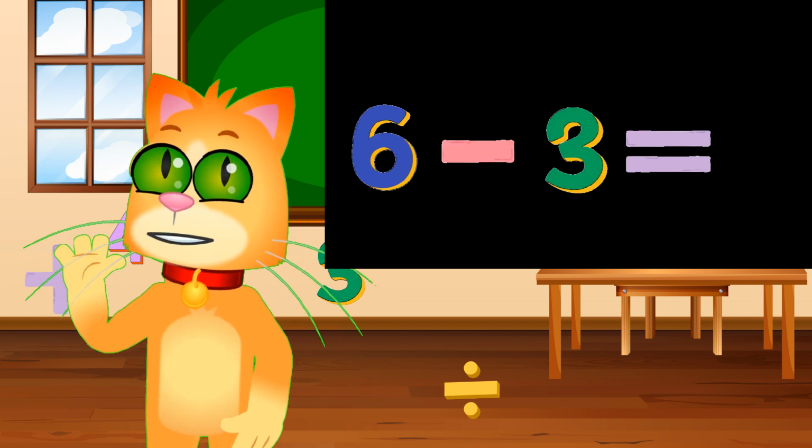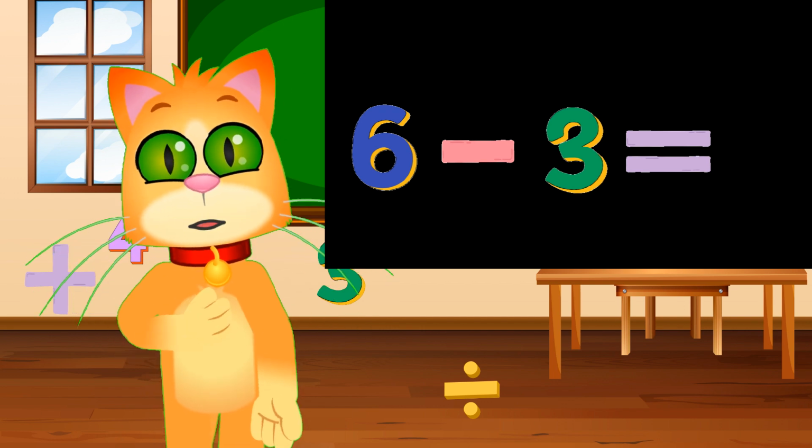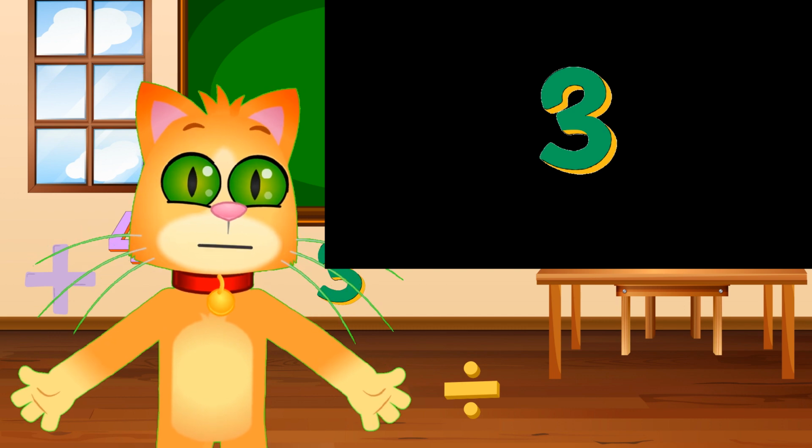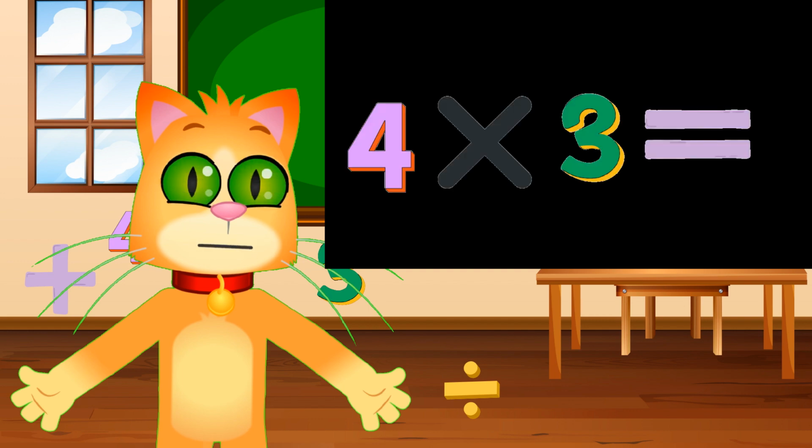Now, let's talk about subtraction. Imagine you have 6 candies, and you eat 3 of them. How many candies will you have left? Let's subtract them. Exactly, you have 3 candies left. Subtraction helps us find out how much is left after taking away some.